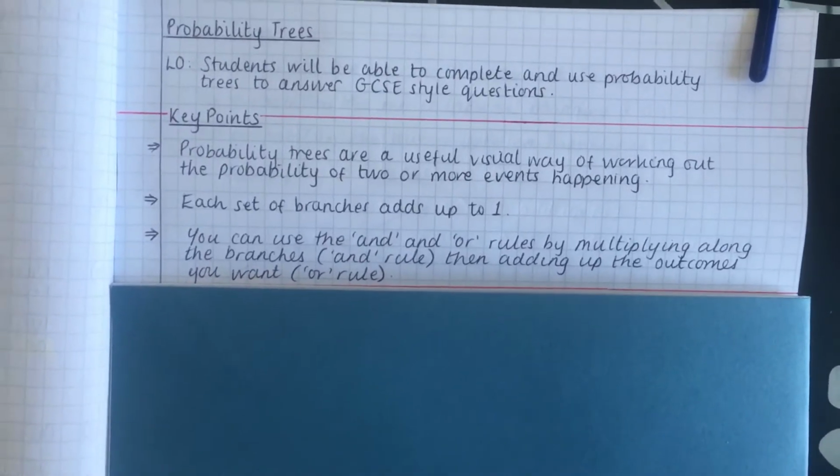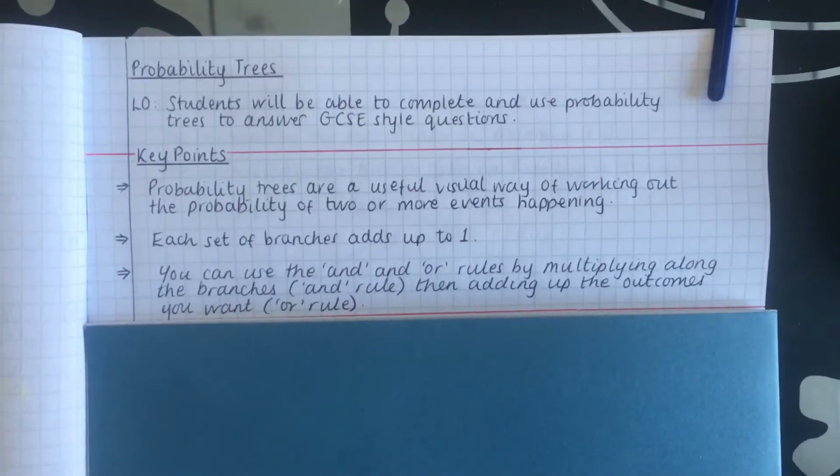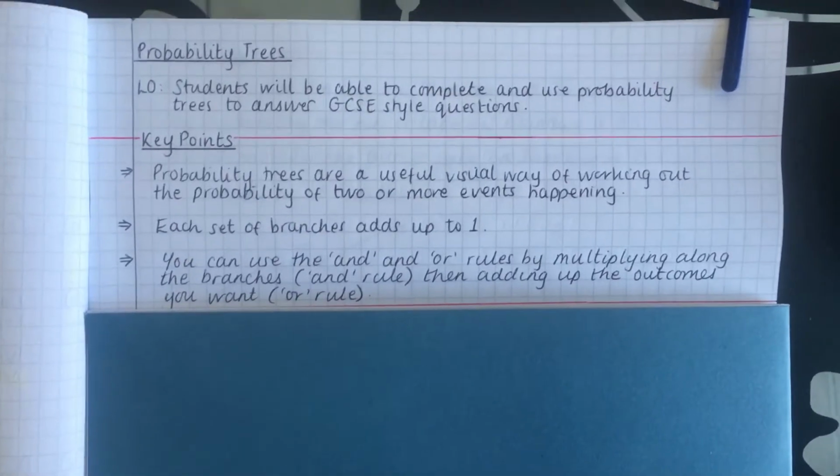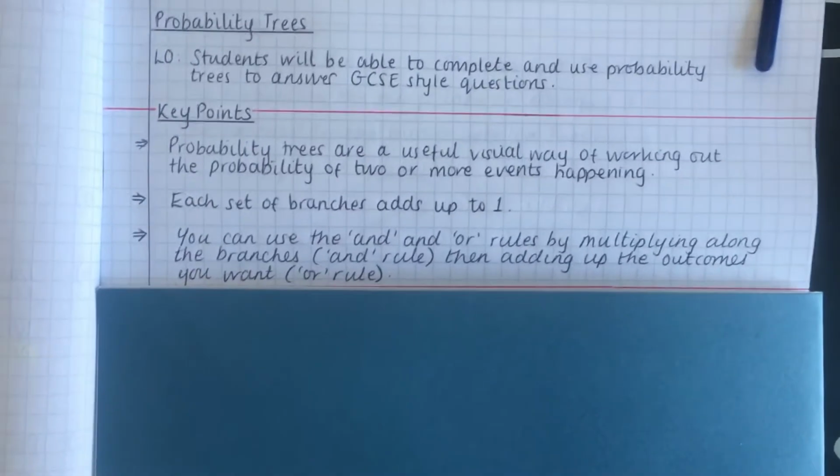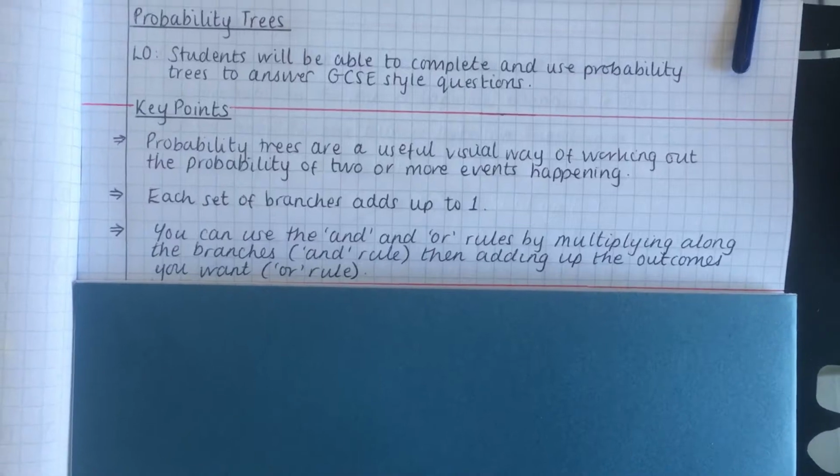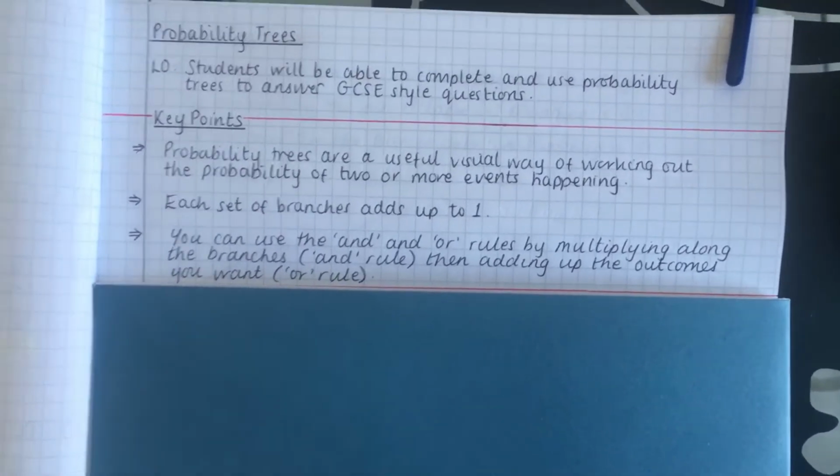The key points are that probability trees are a useful visual way of working out the probability of two or more events happening, but usually it is just two. Each set of branches adds up to one. That's really important, and you'll see why in a minute.